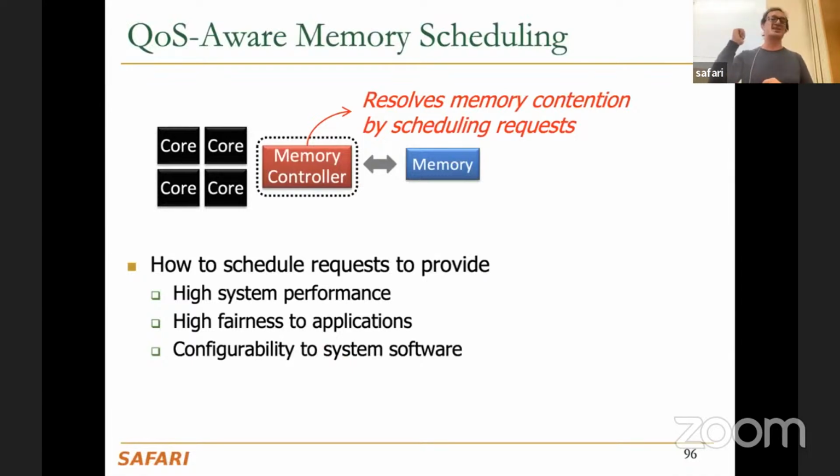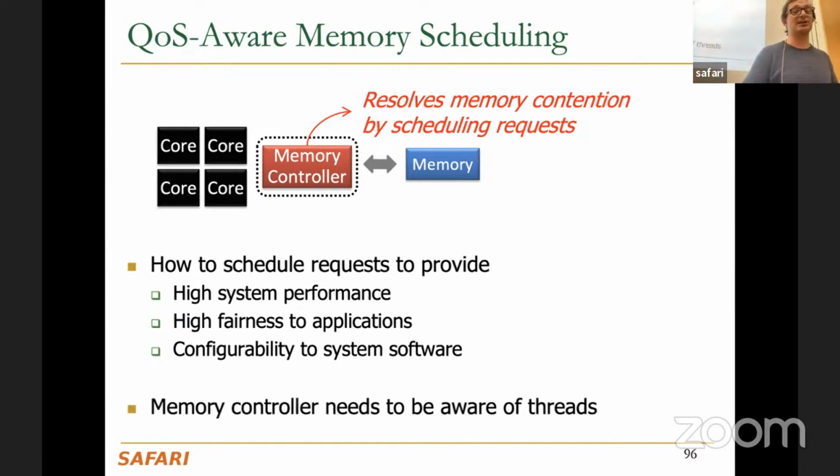We talked about performance earlier, right? But now we're not going to talk only about performance. That's going to be important. How do we schedule requests such that we provide high system performance, high fairness to applications, and also configurability to system software, such that the system software can designate which applications get priority, or what kind of service level each application should get? This is a fascinating and important problem. To be able to do this, your memory controller needs to be aware of threads, meaning hardware execution contexts that are sending requests to the memory controller.